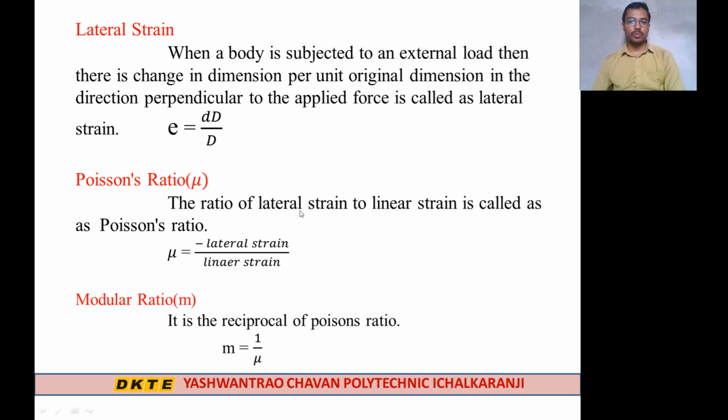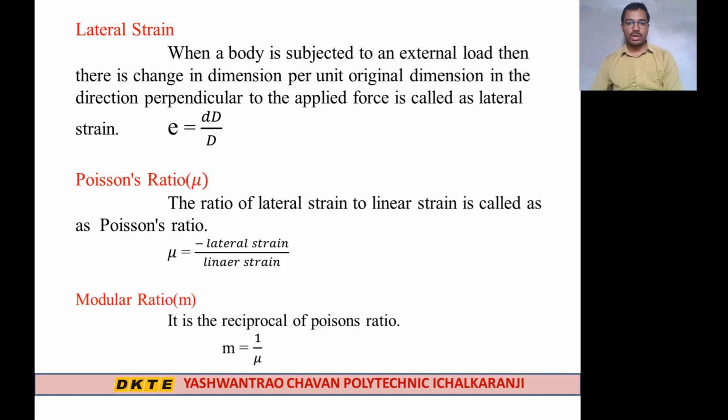Next, Poisson's ratio. The ratio of lateral strain to linear strain is called as the Poisson's ratio and it is denoted by mu equals minus lateral strain divided by linear strain. Here negative sign is given because change in length in lateral strain is in opposite direction, that is in perpendicular section, therefore negative sign is shown. And in case of linear strain, change in length is in the direction of applied force, therefore this is positive. And this is in reverse direction, that is perpendicular direction, therefore its sign is negative.